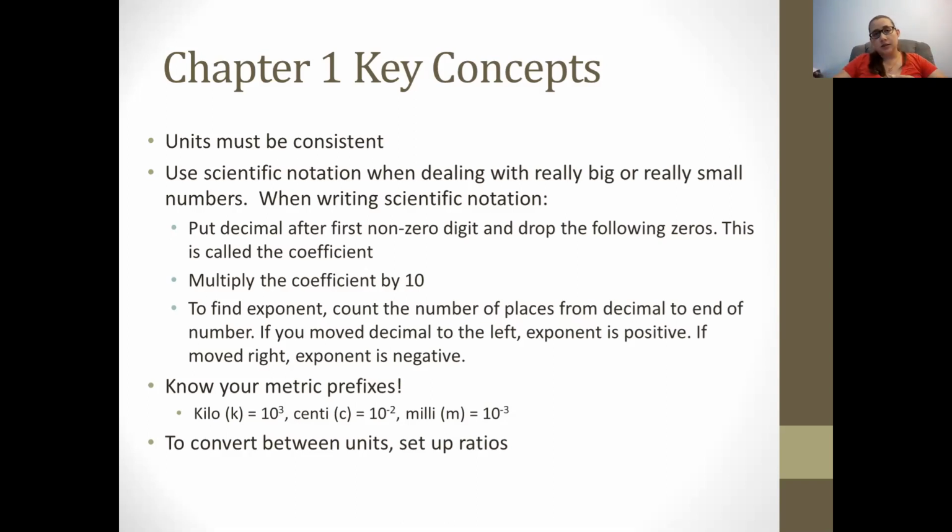Universal gravitational constant, 6.67 times 10 to the negative 11. Those constants have specific units related to them. And if you don't use those specific units in the rest of your equation, then that constant doesn't work, right? We need our units to all be the same in order to do our math correctly.